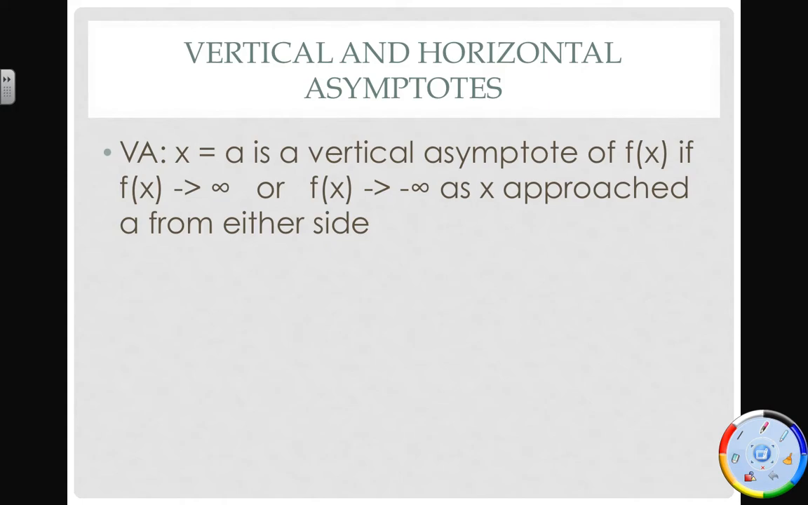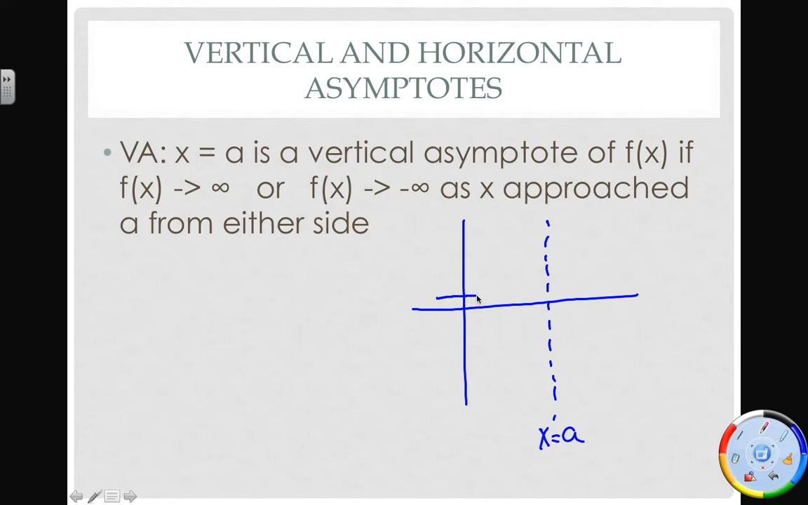In order to be a vertical asymptote, it's basically saying as x approaches that number, f of x approaches positive or negative infinity. So if we have some graph here, we usually draw dashed lines, not that little squiggle thing that I drew before. So this would be a vertical asymptote at x equals a. This is just saying my function, as I get really, really close to this asymptote, it goes way up and it goes to infinity.